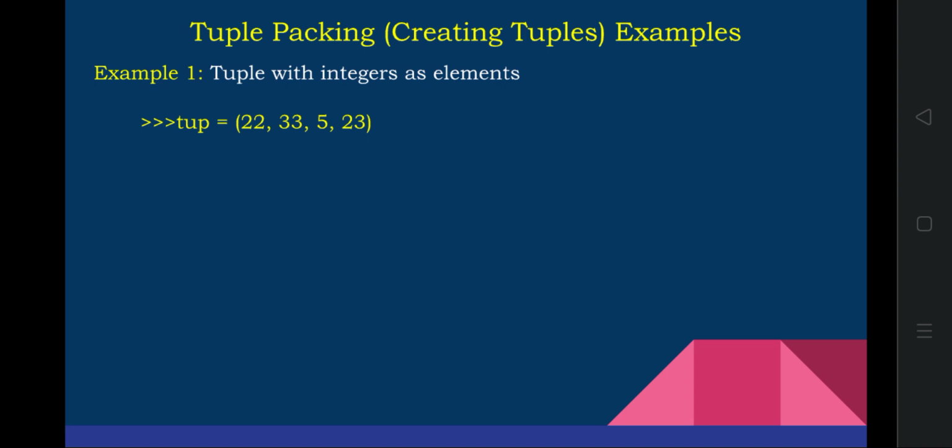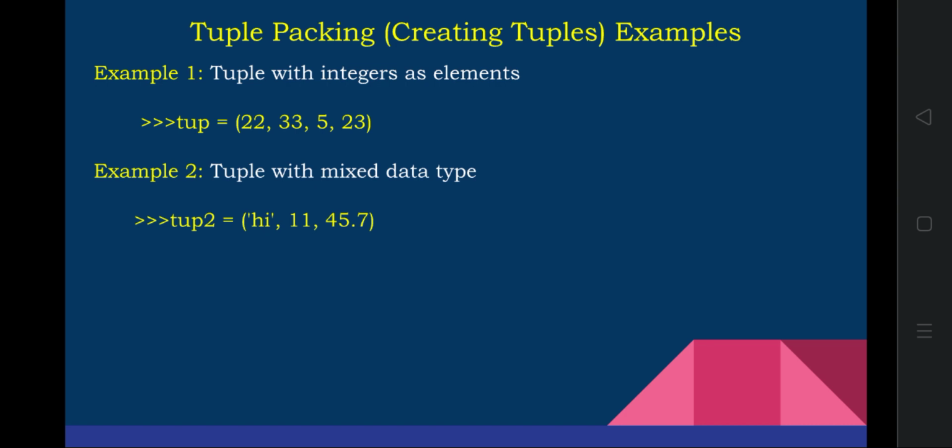Okay, so the next example is here. This one is fully integers. We can have the same type of data or different types of data. So the next example is with mixed data types. Here we are creating tup2. tup2 is the next tuple name, where we have the values hi, 11, 45.7. Here hi is a character value, 11 is an integer and 45.7 is a float value. All the three are mixed to form a tuple. So this way also we can create a tuple.